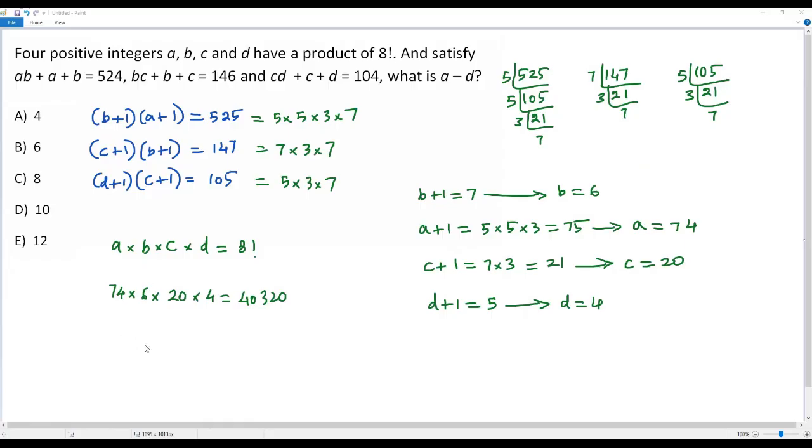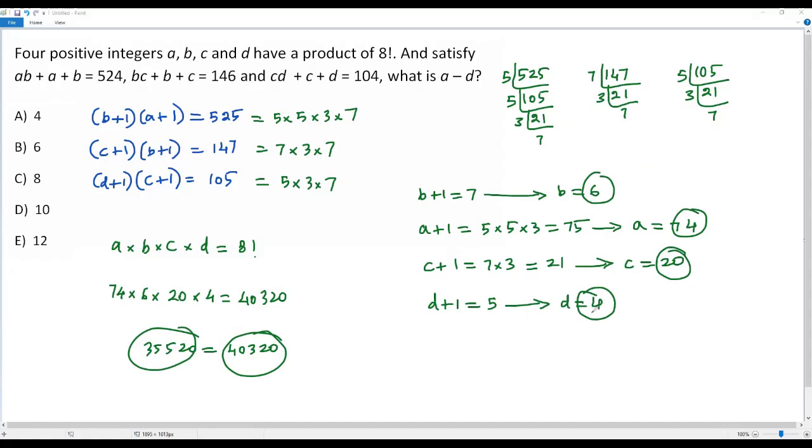Okay, now let me multiply these 4 values, 74 times 6 times 20 times 4. Then I'm getting 35,520 on the left side. On the right side, already we have 40,320. These two values are not equal. So the values I got for A, B, C and D over here do not satisfy the condition over here. So there is something wrong in the work we have done so far.